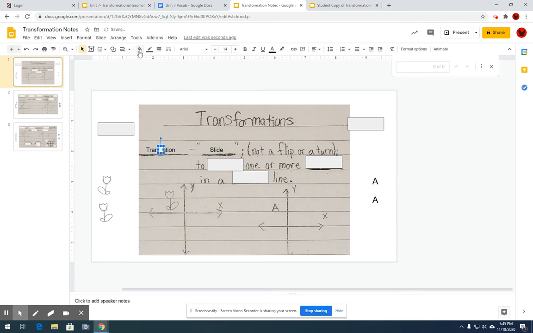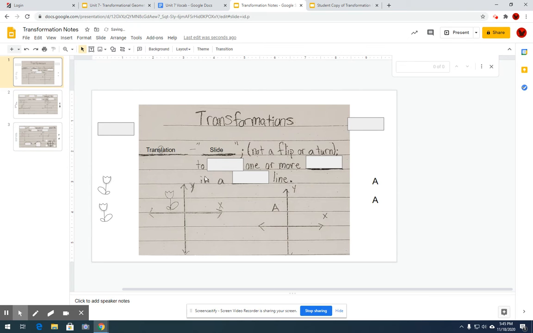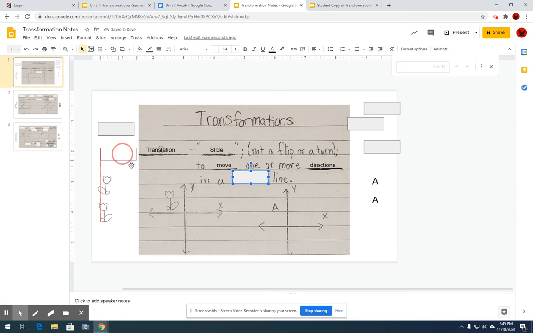So if you picture the slide, okay, starts with SL, translation has that SL. So you can remember that a translation is a slide, not a flip or a turn. And that means to move one or more directions, and it always has to be a straight line. Okay, so you're not flipping, you're not changing the size of the shape at all. You're just moving it in a straight line, one direction or another.